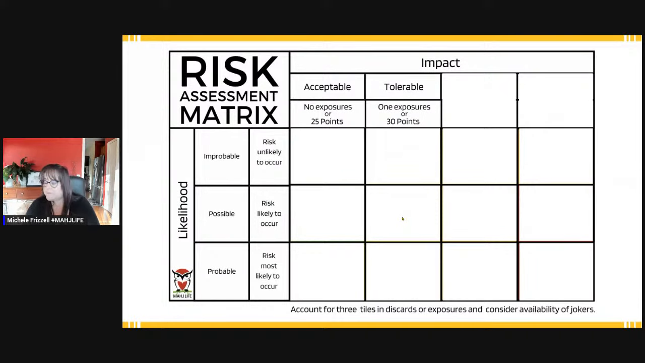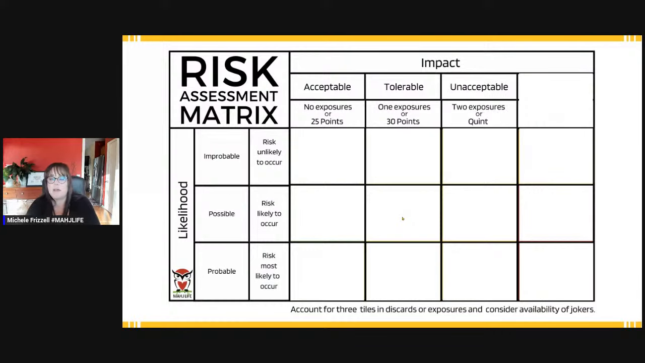This would be where you see someone with one exposure. Now, with one exposure, you're not going to be able to tell what hand they're playing typically, unless you've been able to remember the tiles that they've discarded, because that would be the way to narrow down what hands they could be playing in order to figure out the point value for the hand that they're playing. Not a lot of people can do that. But if you have a feeling that someone's playing a higher point hand, the impact could move up to a tolerable level. There's still going to be an impact, but it's tolerable.